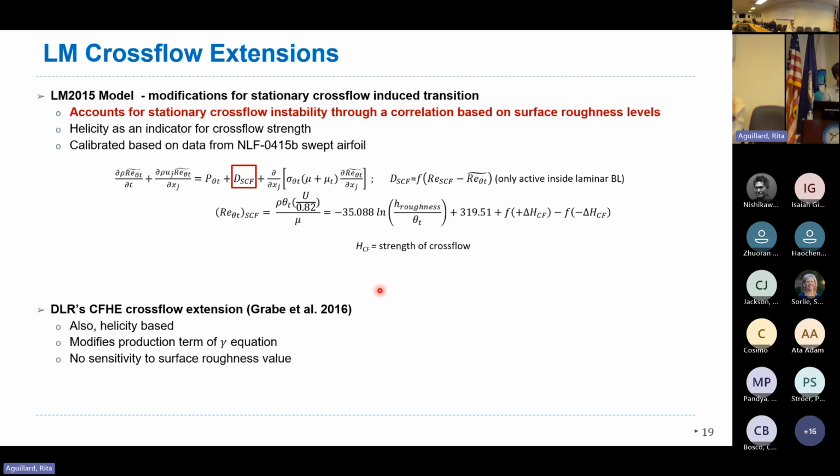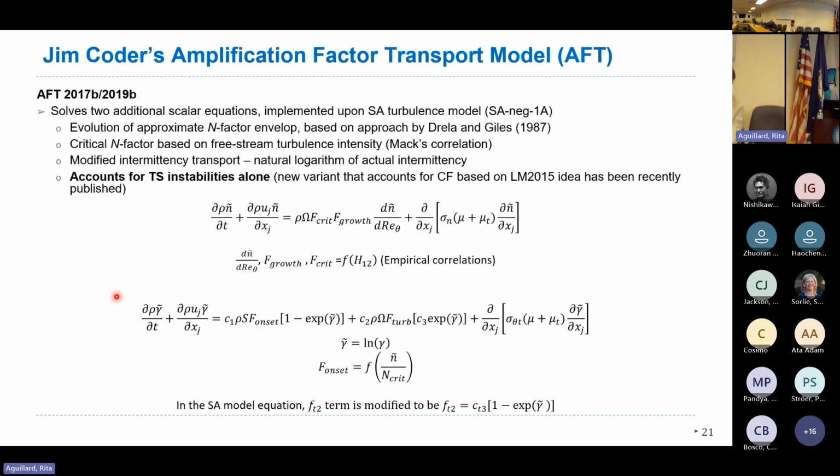And then DLR came up with another extension. It's again a cross-flow model, but this model does not account for surface roughness at all. But it also predicts cross-flow in a lot of scenarios. So this one has the physics but is very weakly calibrated, and this one has none of the physics but still is quite successful. So you pick and choose.